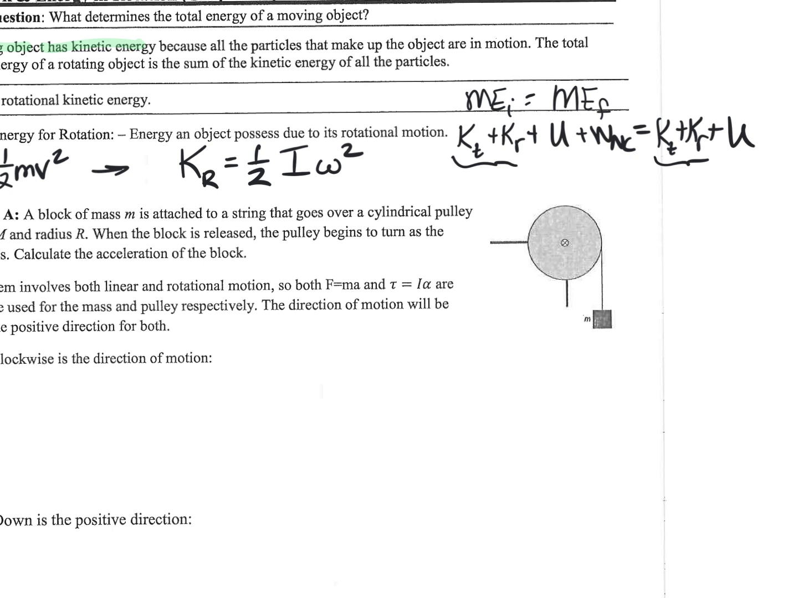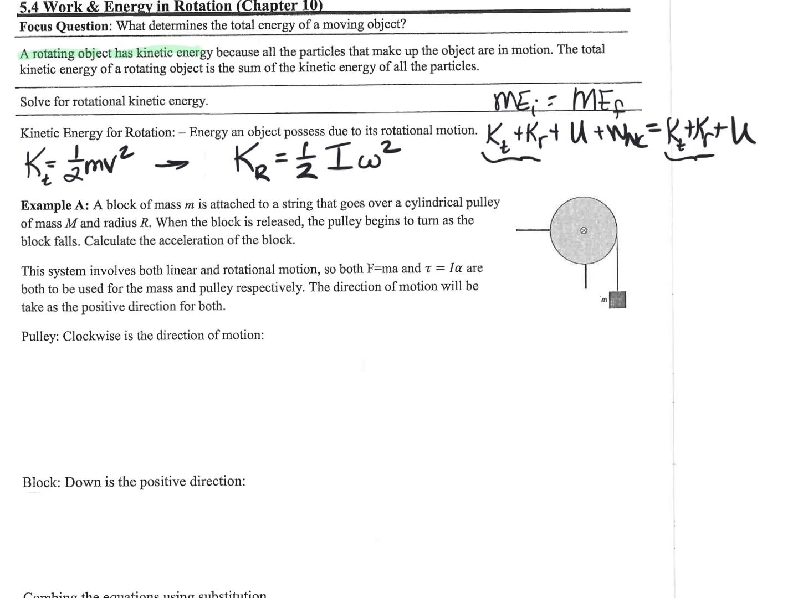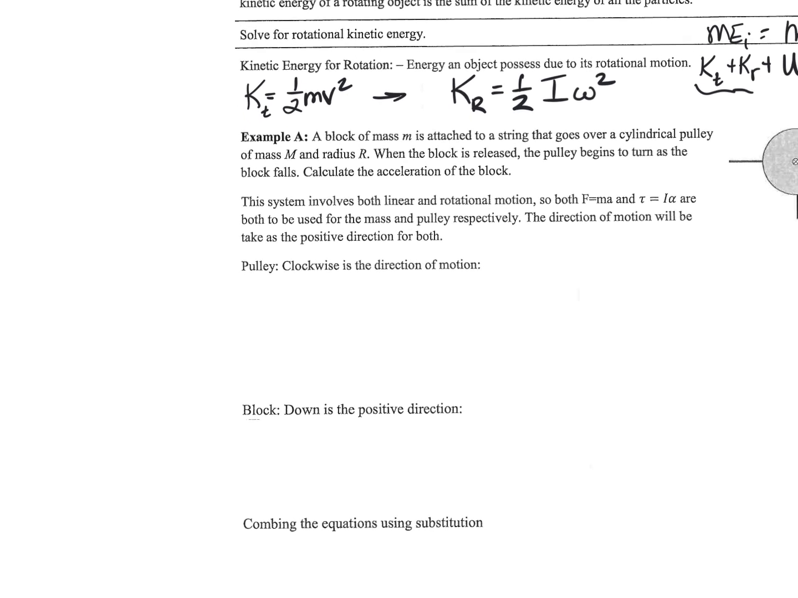So now it's not just 1/2 mv squared plus mgh, and of course U could be gravitational or spring. Usually if we're talking about rolling things, it's gravitational. We now have this whole extra little chunk, the rotational component of it.